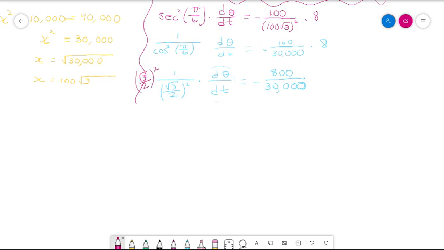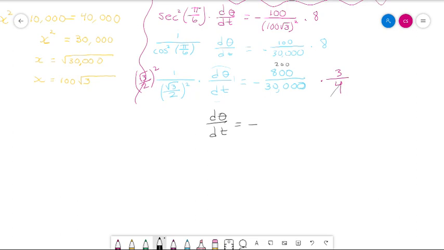Let's see. We can distribute the square. Root 3 squared is 3, and then 2 squared is 4. So we can multiply both sides by 3/4 to clear that denominator. Almost at our final answer. dθ/dt then is equal to negative, because our angle is decreasing, that's why it's negative.